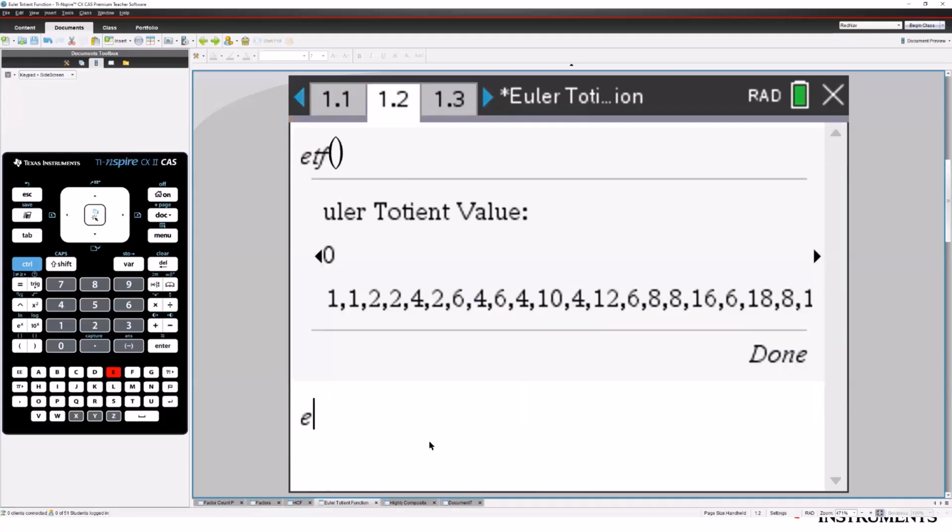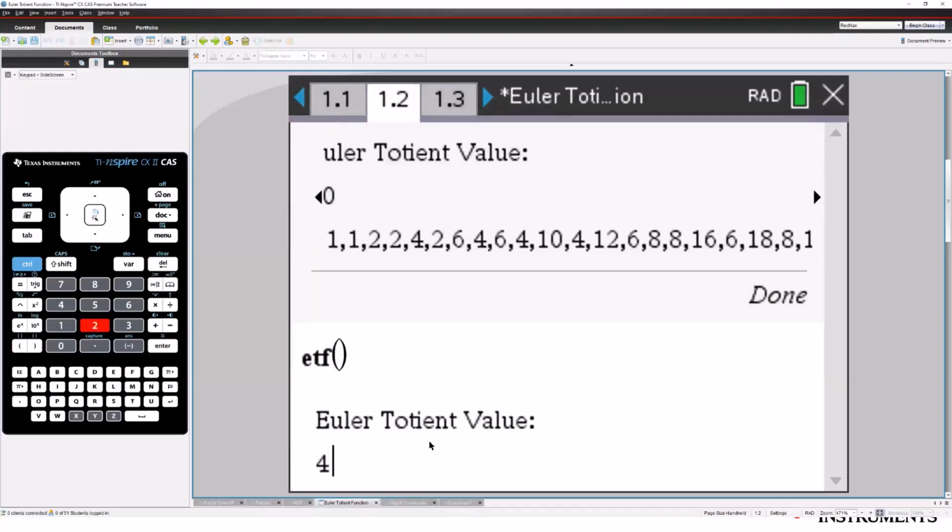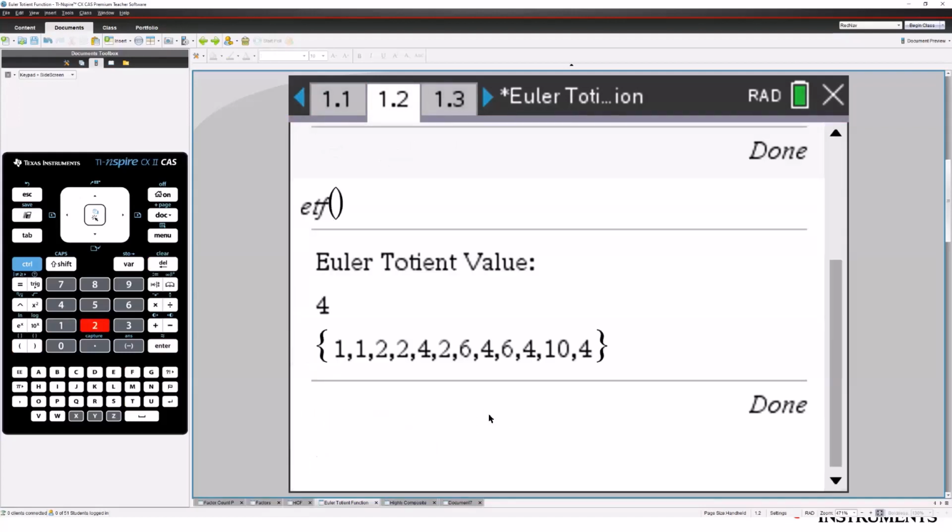We'll go Euler Totient function. Oh, I did up to 200. Let's go up to 12. So you can see it's doing it for each one. So the Euler Totient value for 12 is actually 4. Interesting. The Euler Totient value for 11 is 10. The Euler Totient value for 9 is 4, and so on.